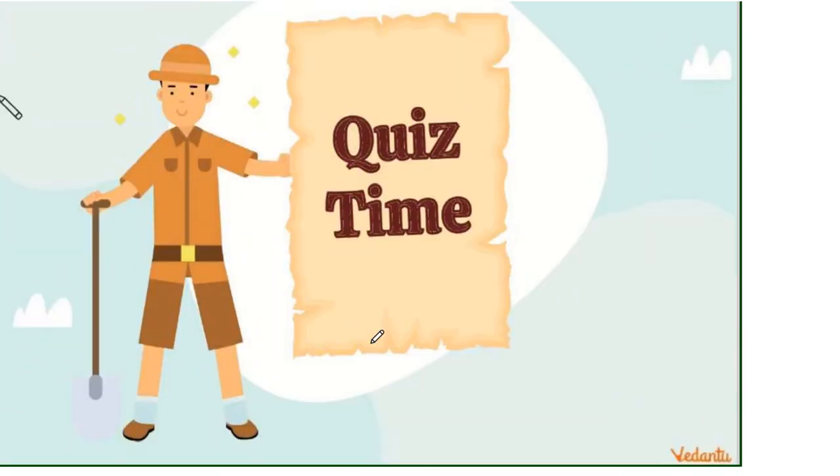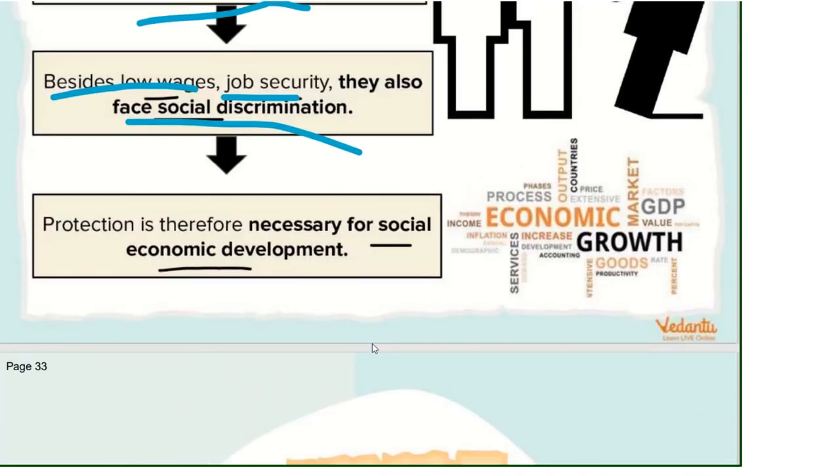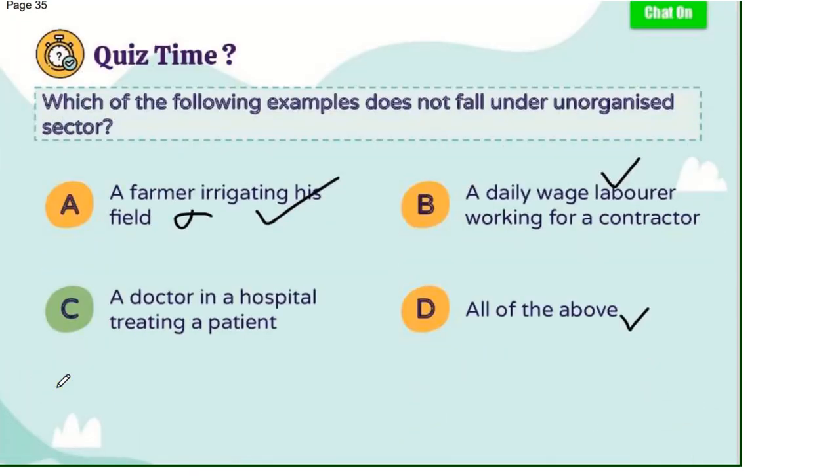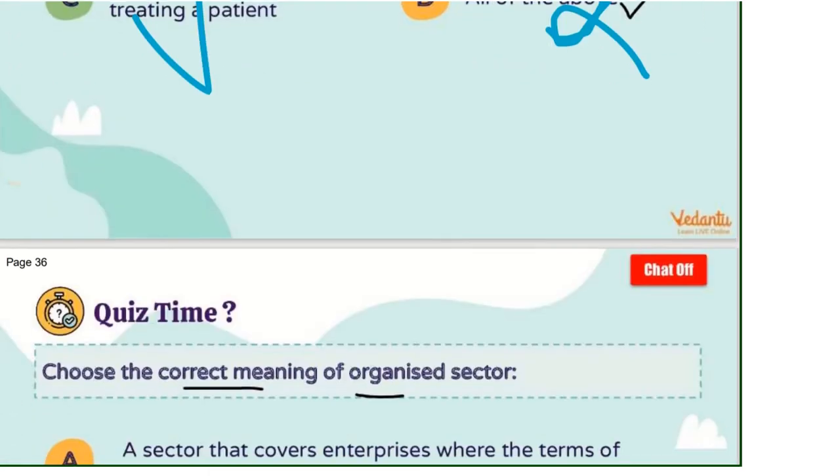Now, it's quiz time. I hope everyone is clear on the above topic. Which of the following examples does not fall under the unorganized sector? A farmer irrigating his field, a daily wage laborer working for a contractor, a doctor in a hospital treating a patient, or all of the above. What is your answer? You are saying option C, so I marked it. Look, this is right, this is right, this is wrong, this is right. Okay, the answer is done.